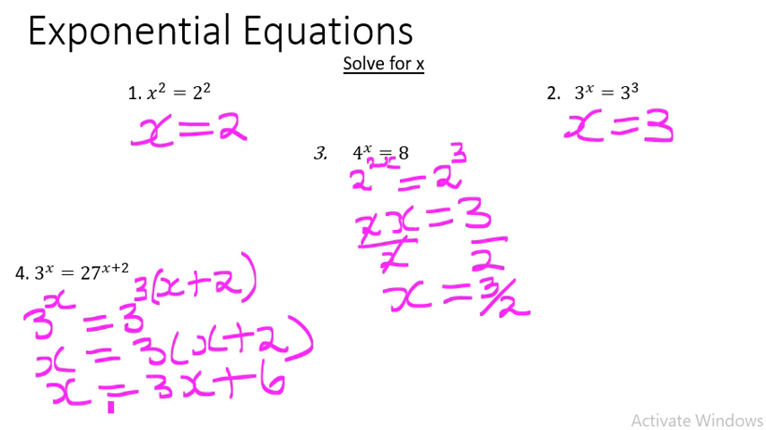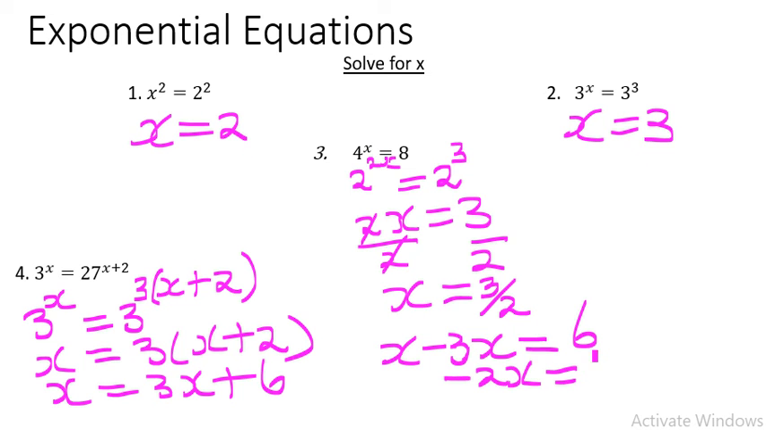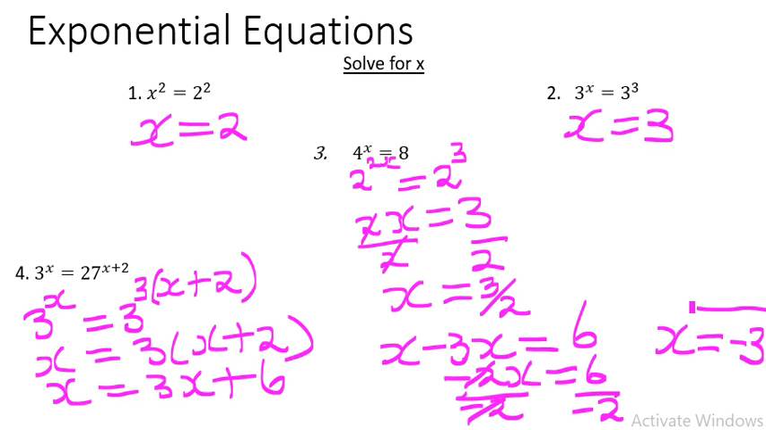Now we need to transpose. We take 3x to the left hand side of the equation, so we will say x minus 3x is equal to 6. So now this will give me minus 2x is equal to 6. Now we divide by negative 2. What we do on the left, we must do on the right. So negative 2 and negative 2, they cancel. x is equal to 6 over negative 2. So we know that will give us negative 3. And that is our answer there.